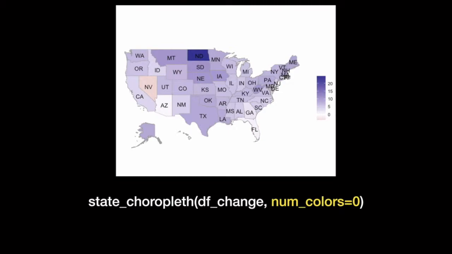What we really want for this map is a divergent scale. Choropleth R lets us achieve this by setting the num colors parameter to 0. Now negative values are red, 0 appears as white, and positive numbers are blue.